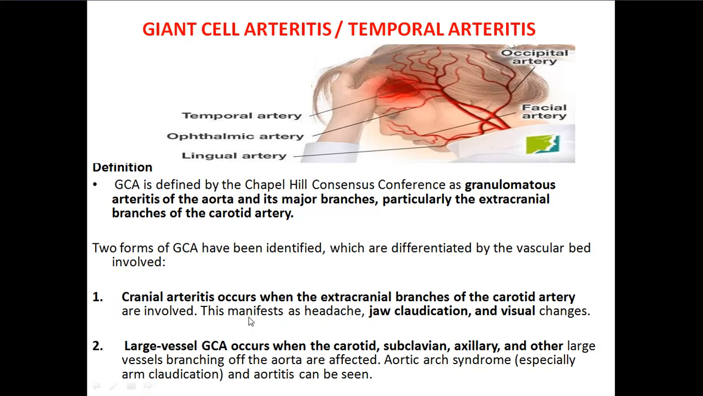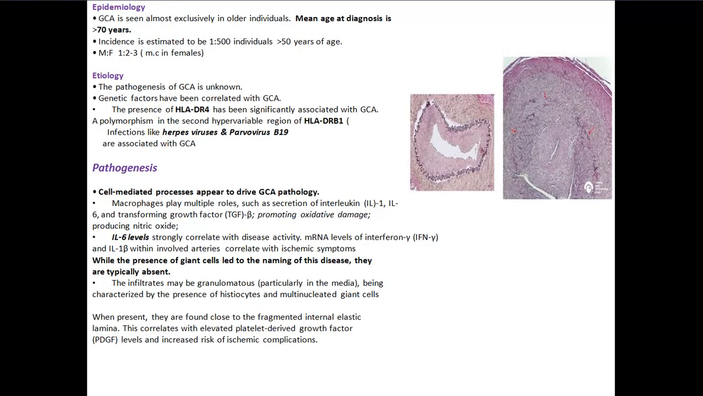The two types: cranial arteritis occurs when extracranial branches of the carotid are involved, leading to jaw claudication, visual changes, and headache, whereas large vessel giant cell arteritis occurs when the carotid, subclavian, axillary, and other large vessels are involved. This is most commonly seen in the 6th to 7th decade. Mostly it's in patients more than 50 years old, and it's most common in females. Both giant cell arteritis and Takayasu arteritis are most common in females.